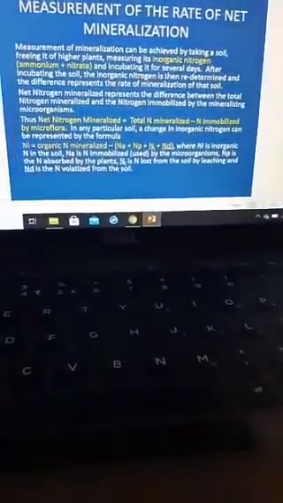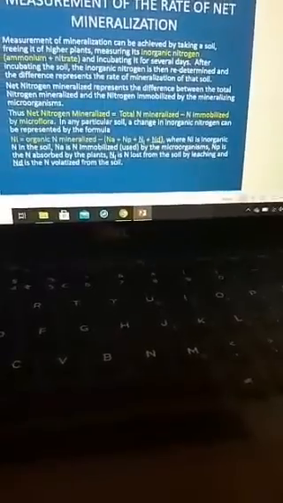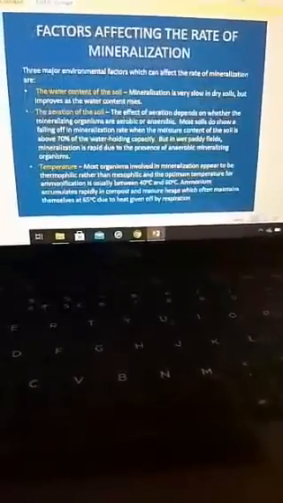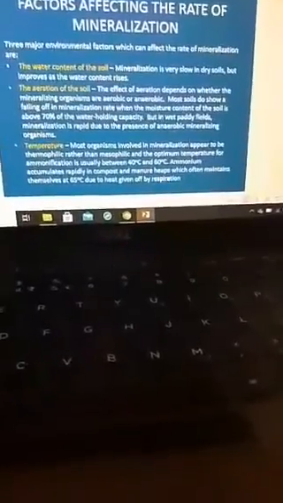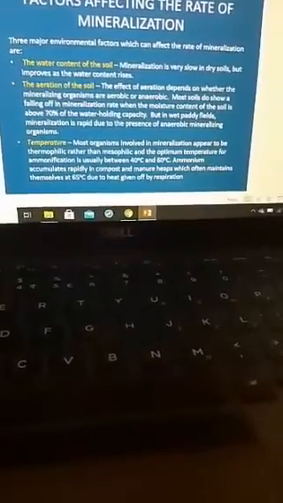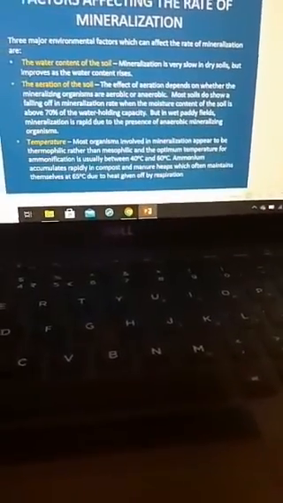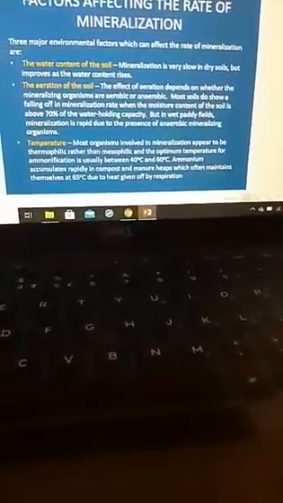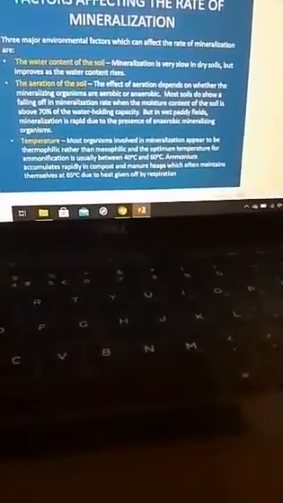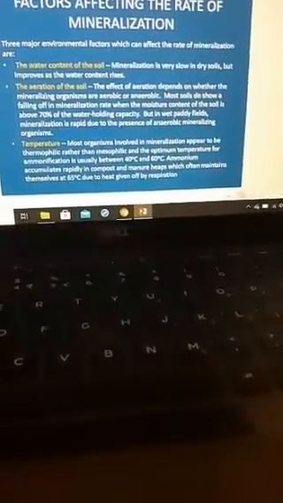So there are certain slides that are showing mineralization. Just go through that. Let's forget about the measurement of the rate of net mineralization because we don't have time. I'm skipping that slide. Please read the factors affecting the rate of mineralization: the water content of the soil, the aeration of the soil, temperature. These are very straightforward environmental factors. Just go through those. They are very, very easy to understand.